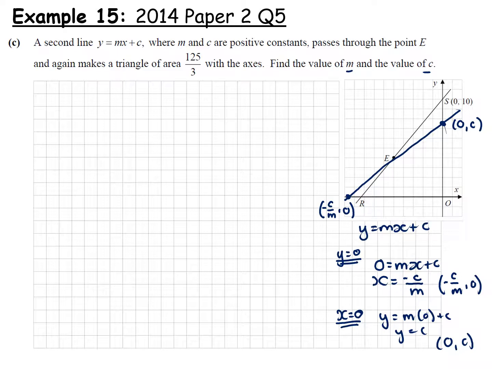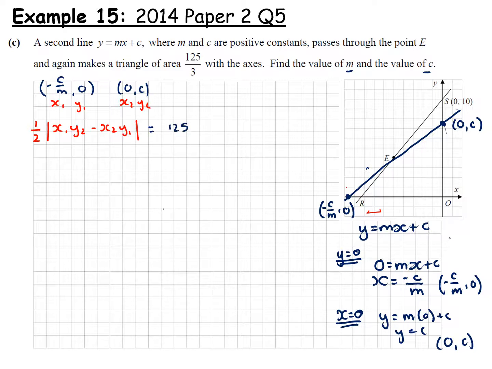So we know the area of the triangle. So let's start with our 2 points. We have minus c over m, 0, and we have 0, c. We get x1, y1, x2, y2. We have a half times x1 y2 minus x2 y1. And when we do that, that should be equal to 125 over 3. So we get a half times minus c over m times c minus 0 times 0.